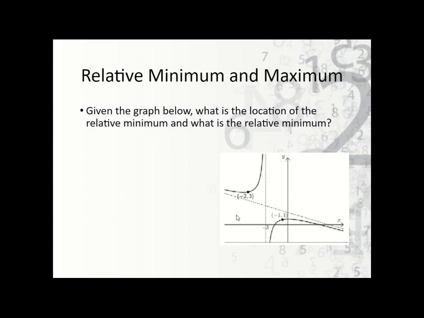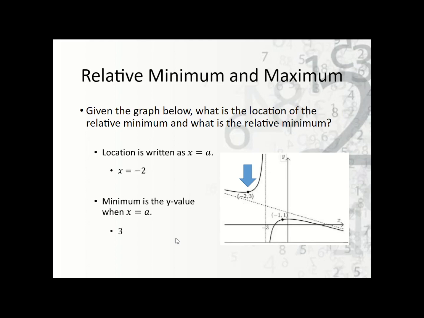Now if we look at this for the minimum now, again, we write the location as x equals a and the minimum as the y value when x equals that coordinate. So here we have a relative minimum right here, and we know that the location, the x-coordinate, is -2. So x equals -2 is the location. And then my actual minimum will be the y value at that point, which is 3. So I would say y equals 3 is my minimum.